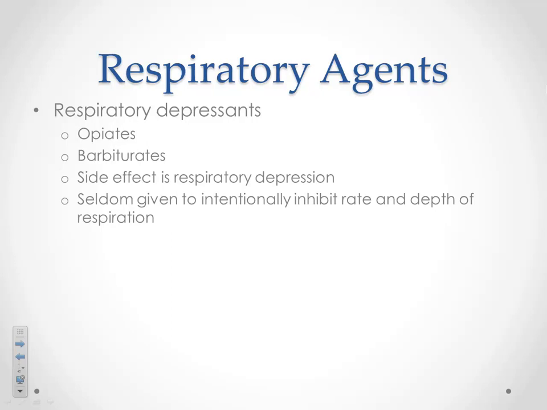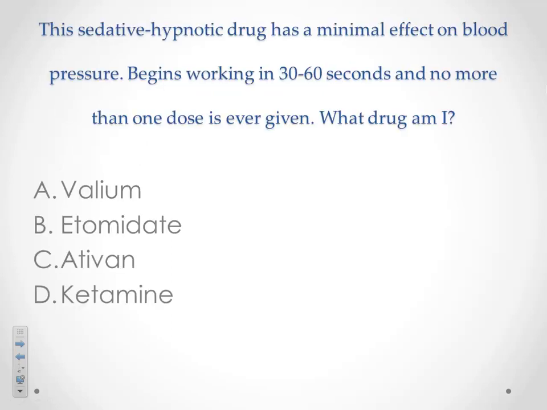You also have barbiturates that can help depress the airway. This sedative hypnotic drug has a minimal effect on blood pressure. It begins working within 30 to 60 seconds. No more than one dose is ever given. It is a drug that can be used for sedation in the field. It is a precursor to succinylcholine. Do you only ever give just one dose? What classification is tramadol? It's a narcotic, right?